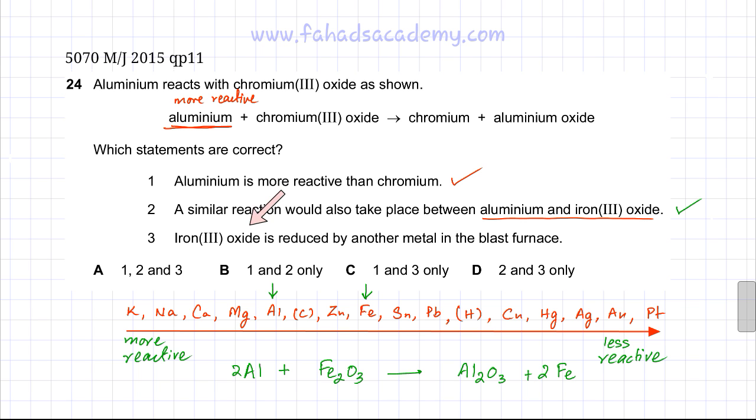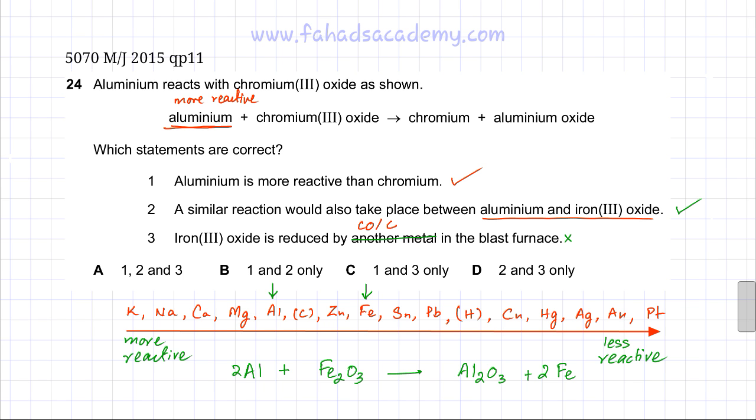And the next one is that iron 3 oxide is reduced by another metal in the blast furnace. This statement is incorrect, because if you remember the reactions of the blast furnace, iron 3 oxide is not reduced by another metal, but instead it is reduced by carbon monoxide, or by carbon, which is added in the form of coke into the blast furnace.